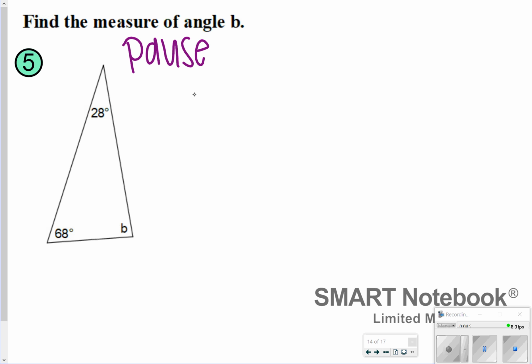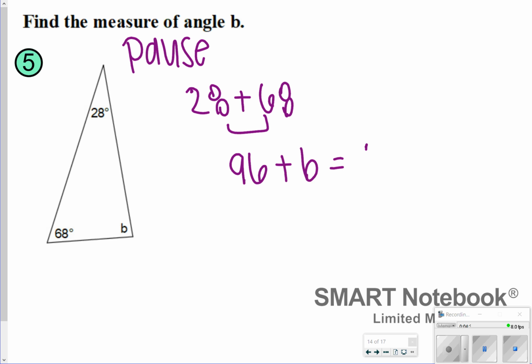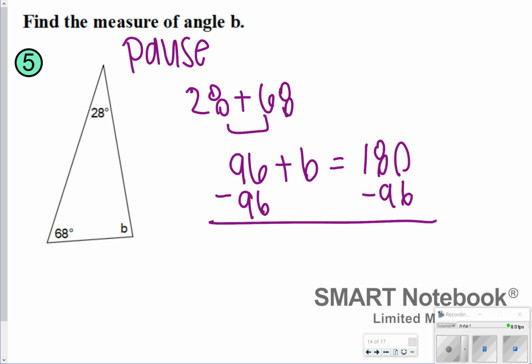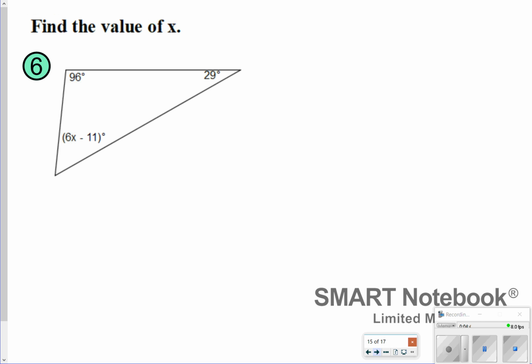First thing I did is add the 28 and the 68, and that gives me 96. I know 96 plus B is equal to 180. Then I'm going to subtract 96 from 180, so I get B is equal to 84. This last one looks a little different.